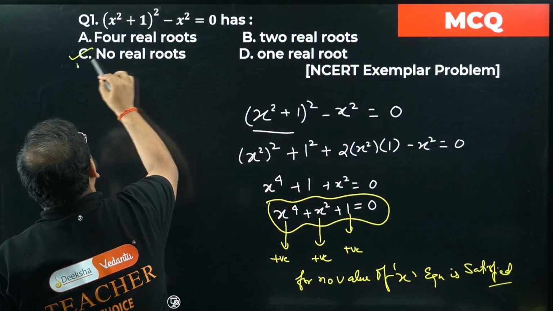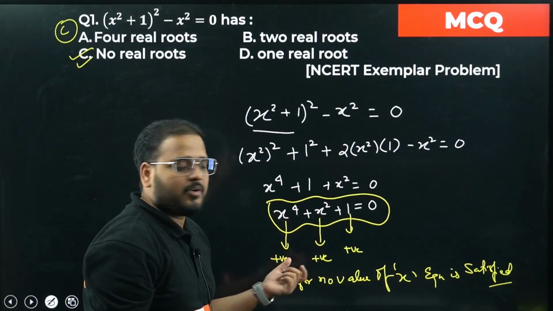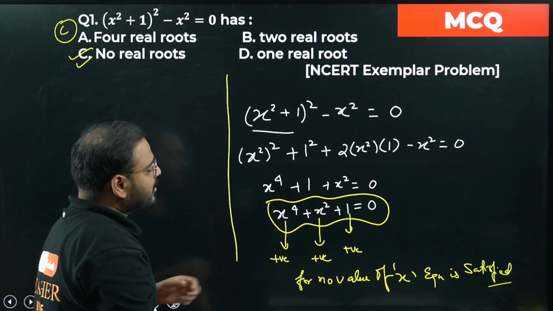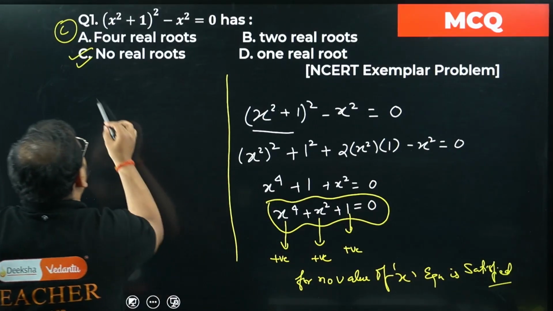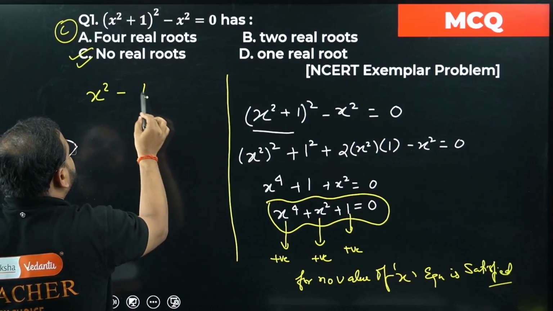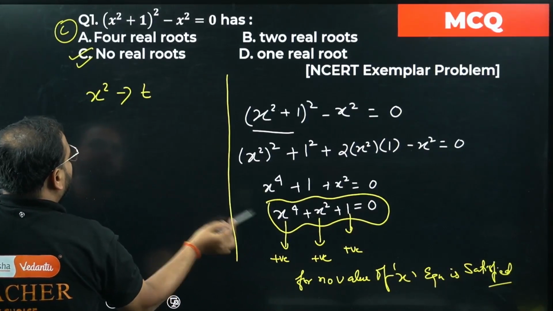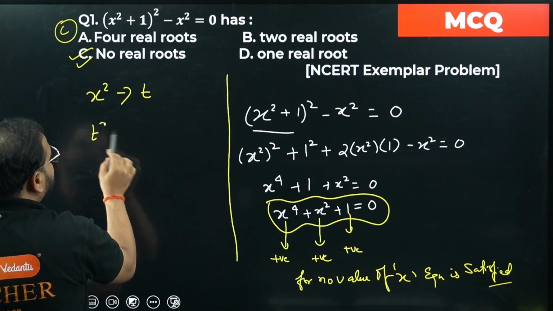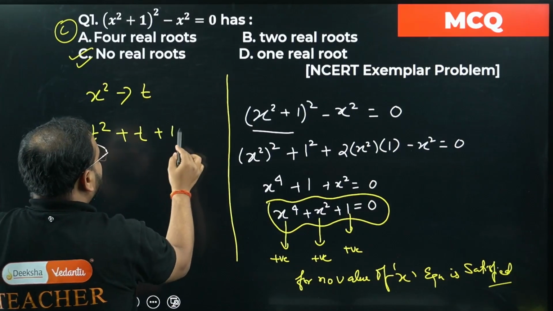No real roots. Okay, but sir, I don't know how to use this approach. Okay, what have you learned, sir? We have learned about the quadratic approach. Let's see this. Use the substitution here. Take x square as t. So please check. X power 4 will become what? It will become t square. X square will become what? Simply t, and plus 1 equals 0.